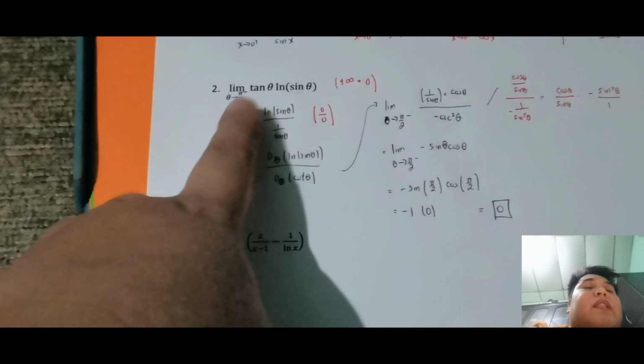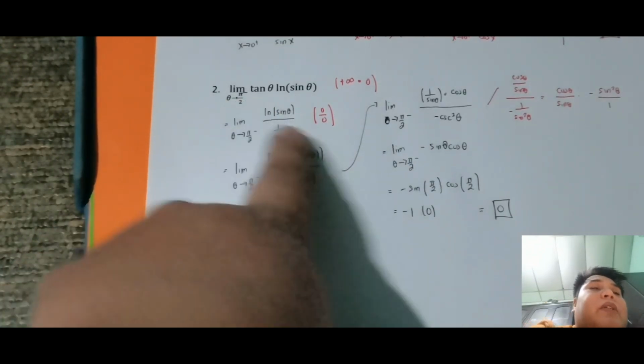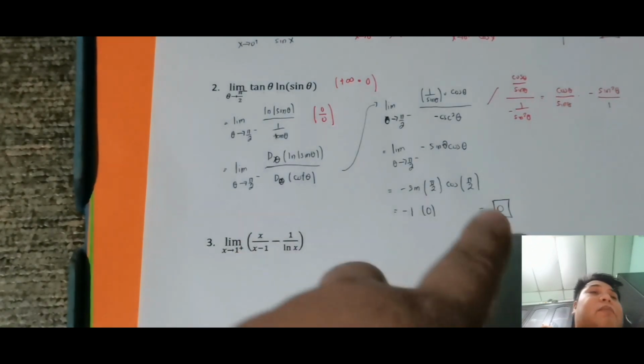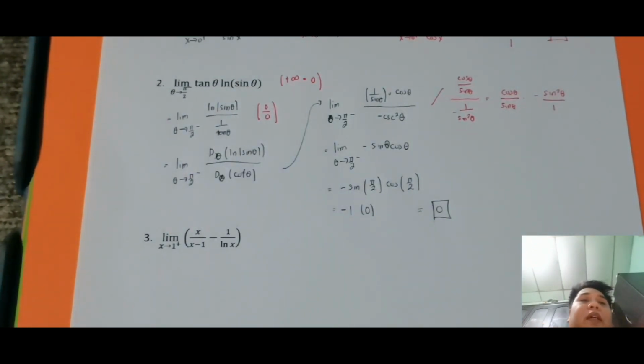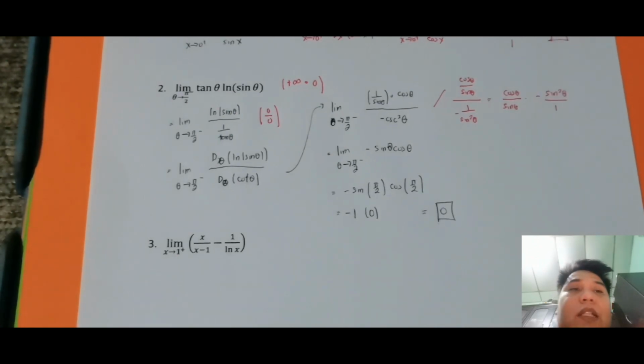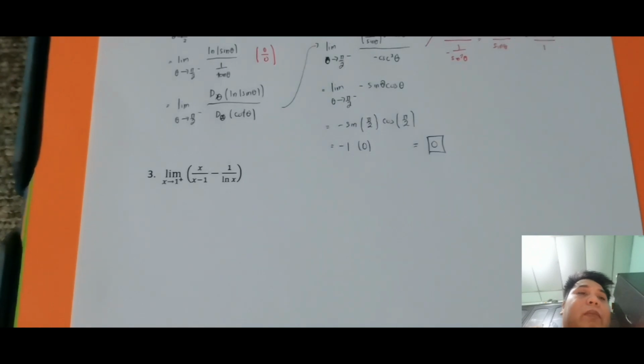So yung limit ng tangent theta ln of sine theta as theta approaches pi over 2 from the left is just 0. Ganun kasimple. So therefore, it exists. Okay, so next, punta tayo dito sa part na to. Let's have number 3 bago tayo matapos sa type na to, tapos punta tayo dun sa last type ng ating indeterminate form.